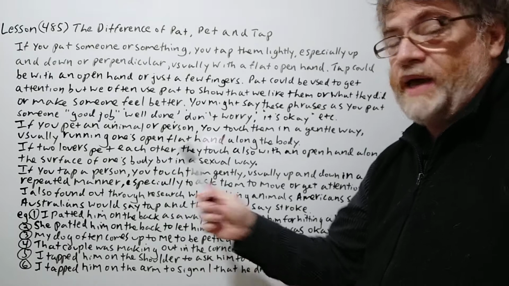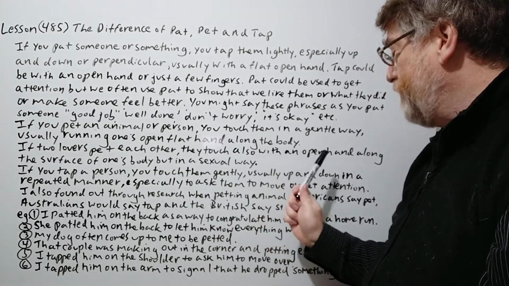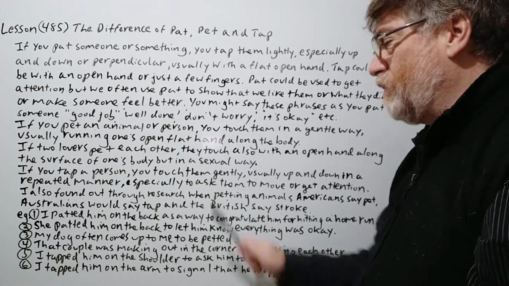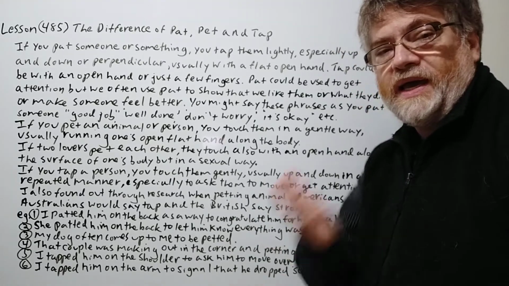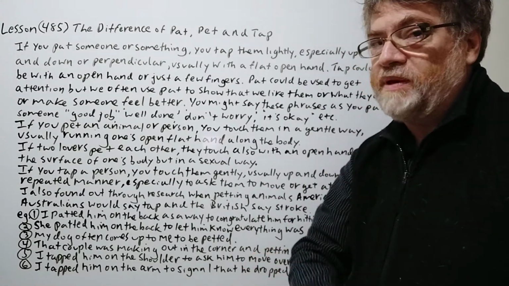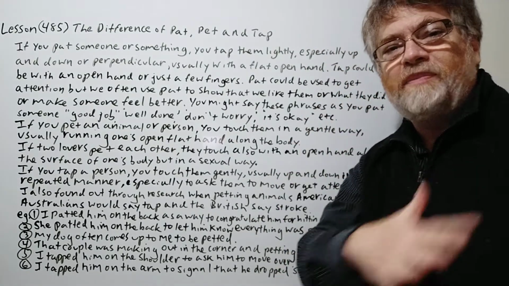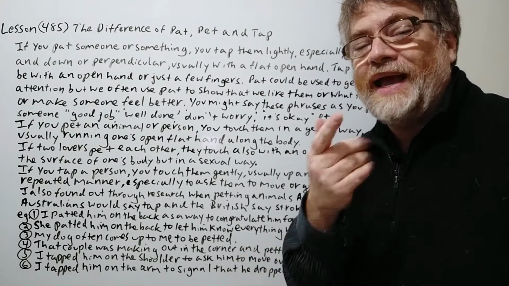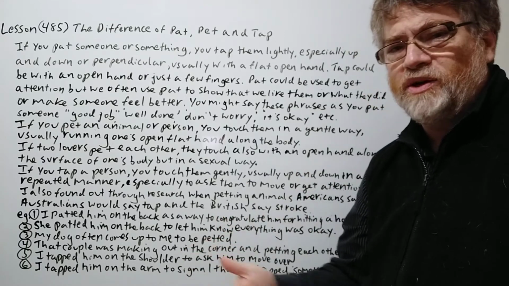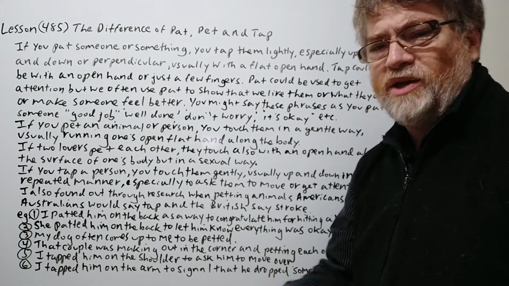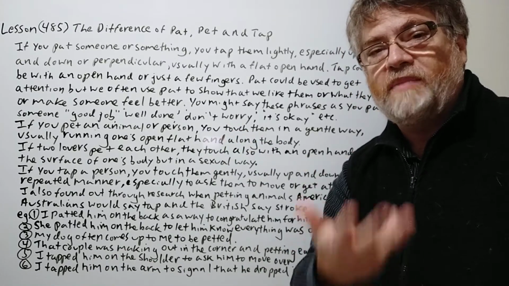If two lovers pet each other, if it's persons petting each other, they also touch with an open hand along the surface of one's body, but usually more in a sexual way. So if they were making out, they're touching, and the hands might be moving in many directions on the body, especially towards the sexual area. But that could be called petting as well. So it's different with humans. If we say one human pets another human, humans don't usually pet a human like they pet a dog. So it's usually different, and it's usually more in a romantic way.